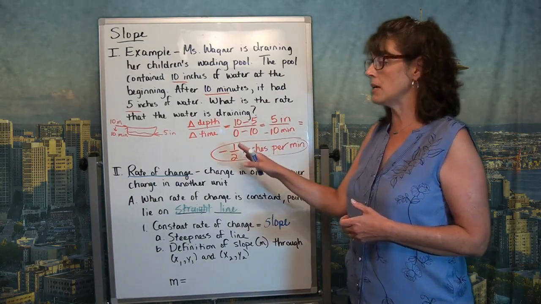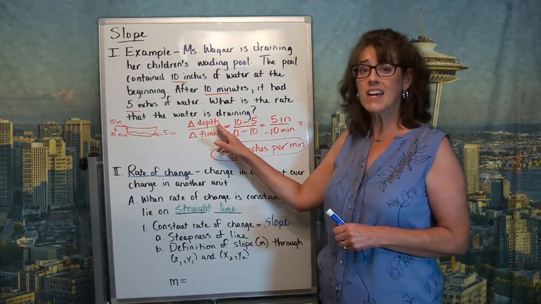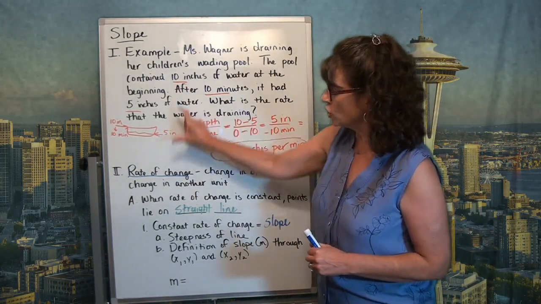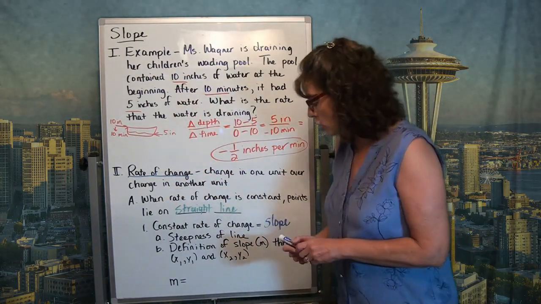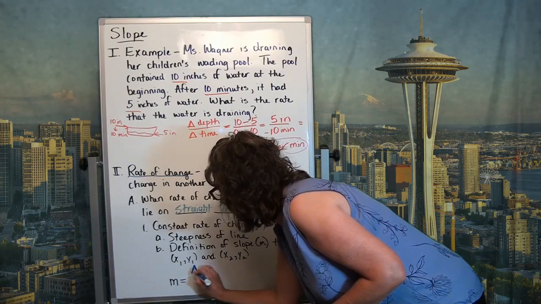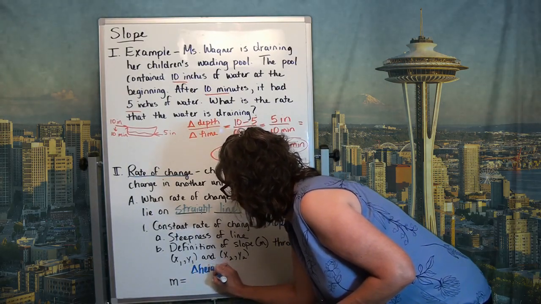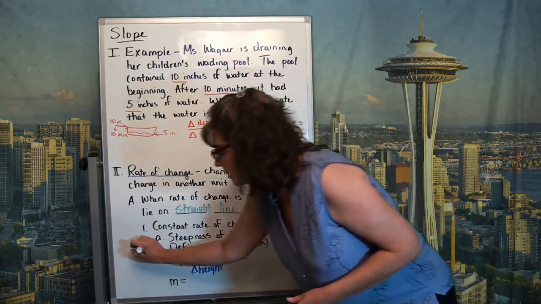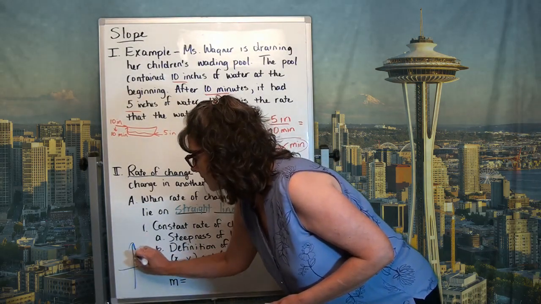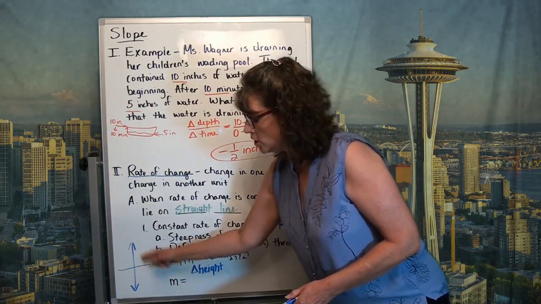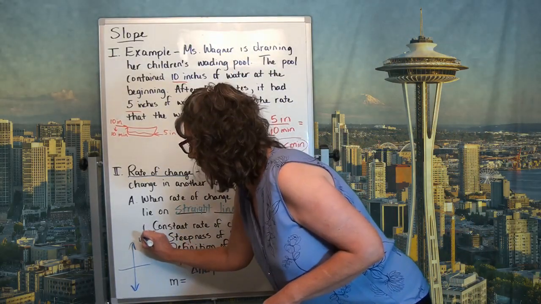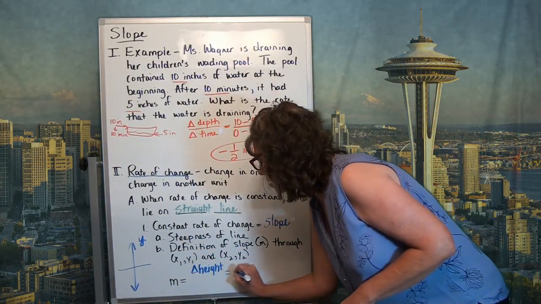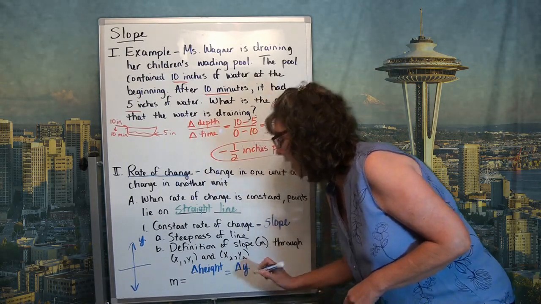Take a look at what happened here. When we talked about that depth, we were talking about this change in height through here. So when we look at change in height, think about a 2D coordinate plane. And whenever you're doing change in height, that goes along which axis? Yes, that goes along the y-axis. So my change in height is going to be change in y.